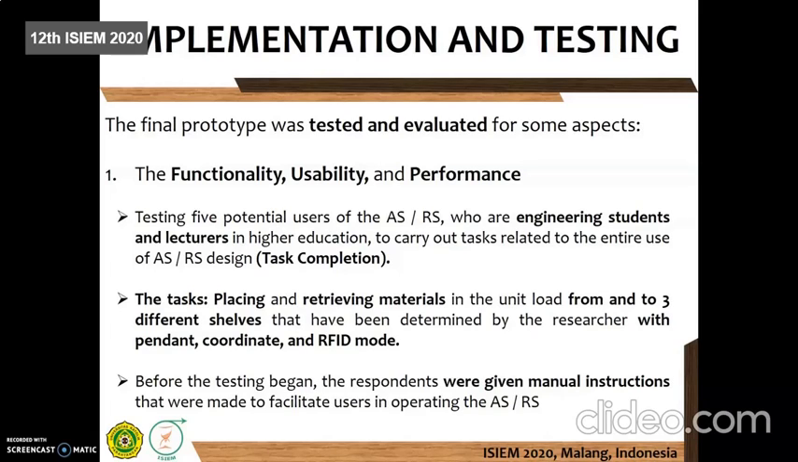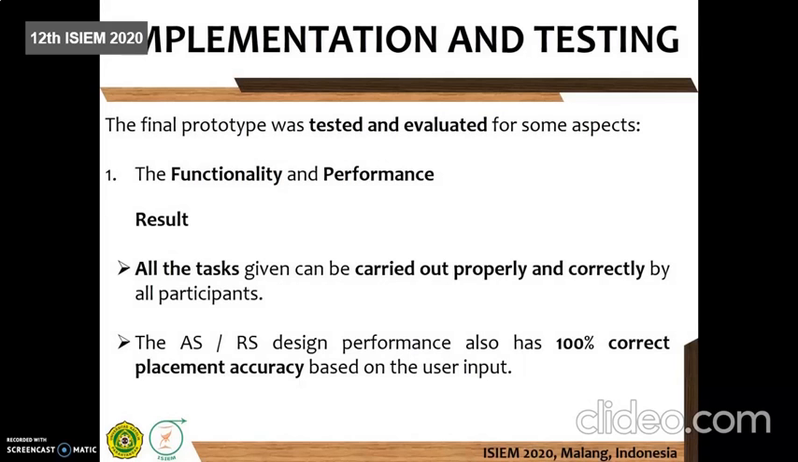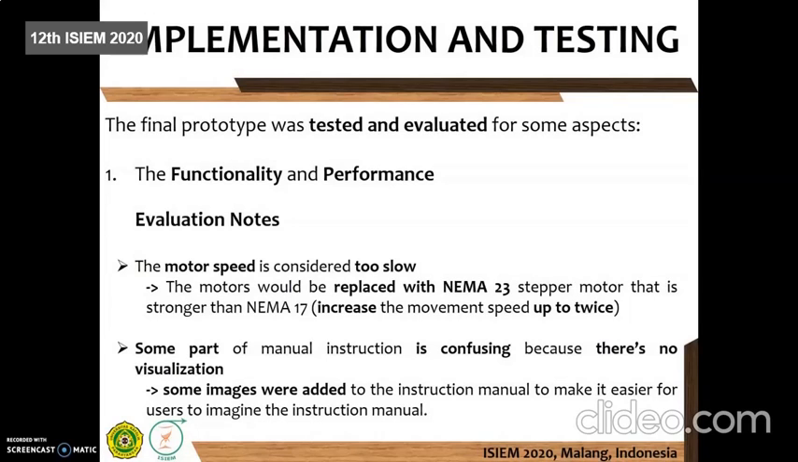The tasks are placing and retrieving materials in the unit load from and to 3 different shelves with 3 modes. Before the testing began, the respondents were given manual instructions that were made to facilitate them in operating the ISRS. As a result, all the tasks given can be carried out properly and correctly by all participants. The ISRS design performance also has 100% correct placement accuracy based on the user input.